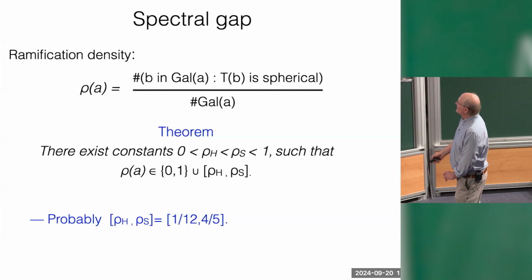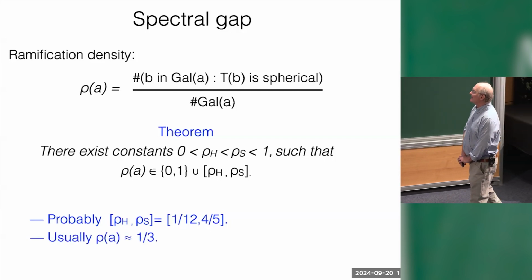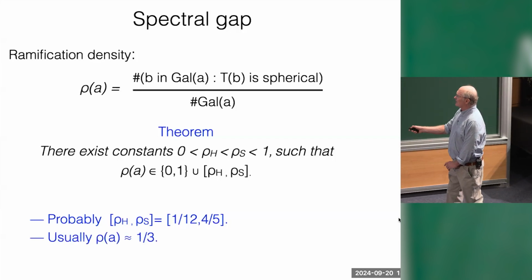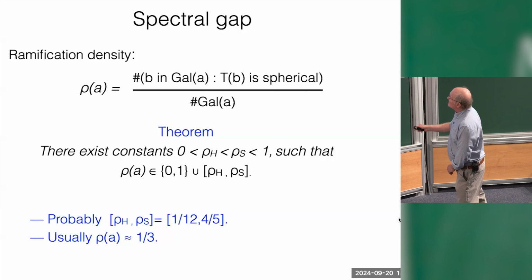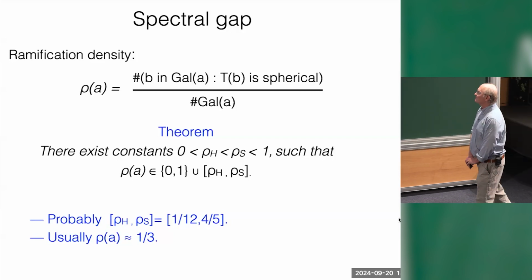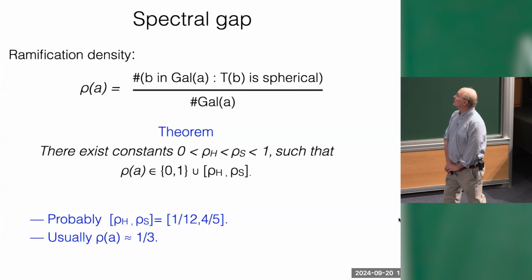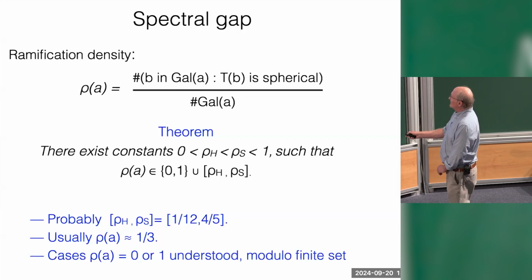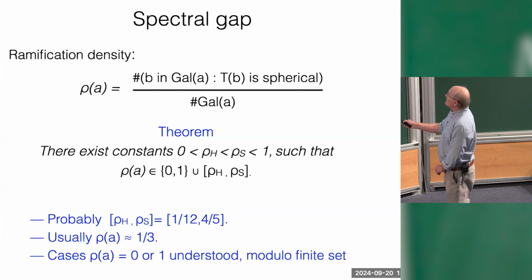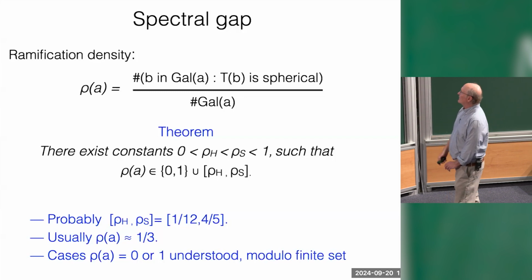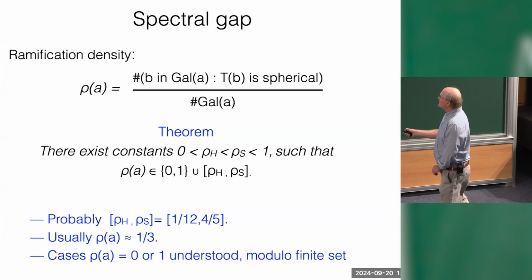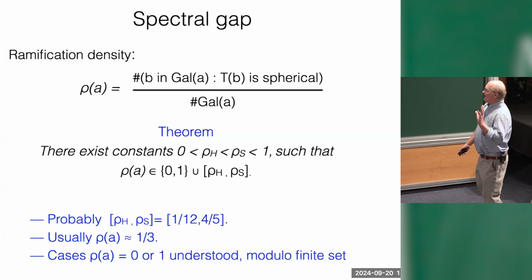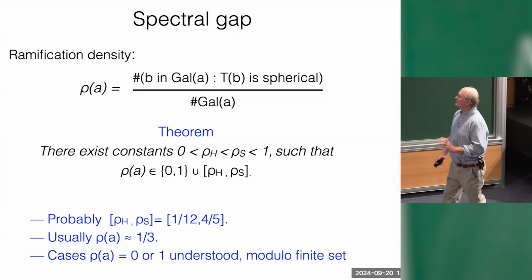Although I'll show you some stuff about computation in a moment. This is very hard to compute. There's this very simple argument that typically you expect the density to be 1/3. 1/3 of the Galois conjugates should be spherical. And it's important for the discussion that follows that we understand the cases of 0 density, where all the Galois conjugates are hyperbolic, and density 1, where they're all spherical. And we do understand those cases modulo a certain finite set of examples that have not yet been enumerated.